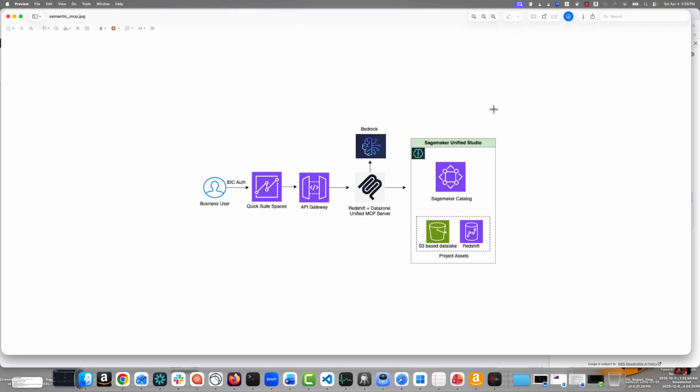Now, the context behind creating this solution or this demo is what I have heard from various customers. Organizations who are adopting AI automation for their business have observed that LLMs generate syntactically correct but semantically wrong SQL or answers because they lack business context. This demo would show us how we can close that gap.